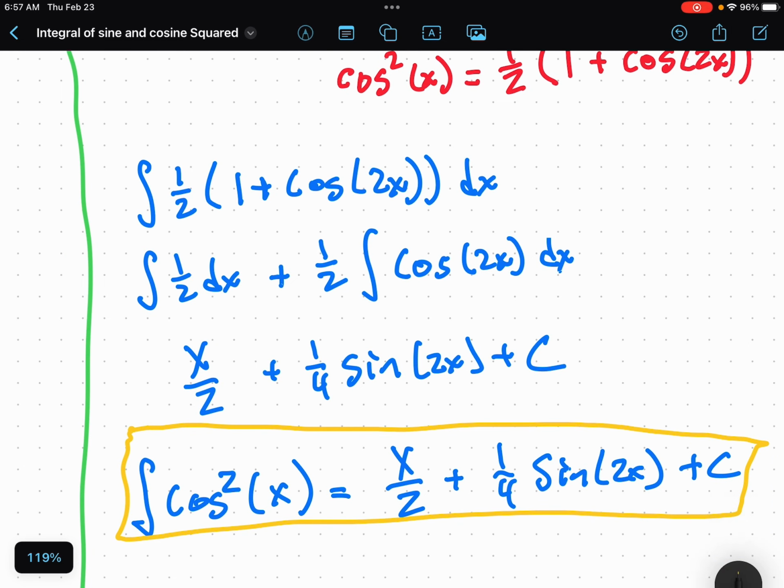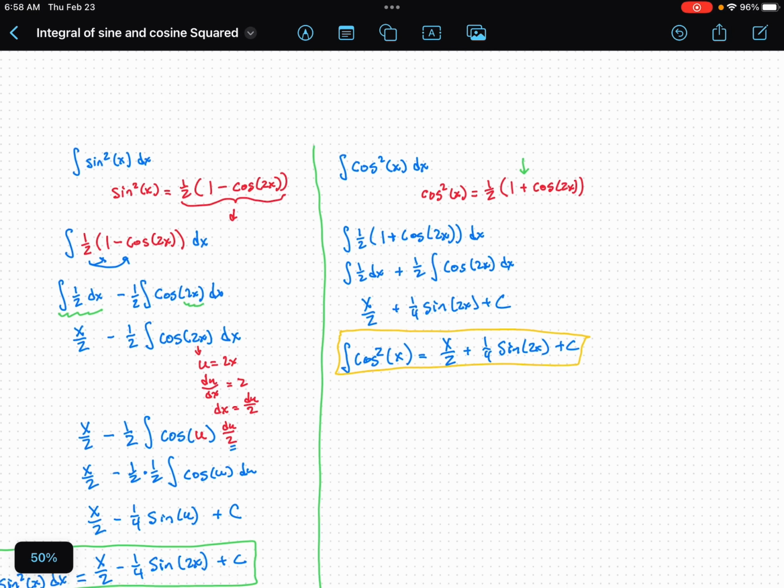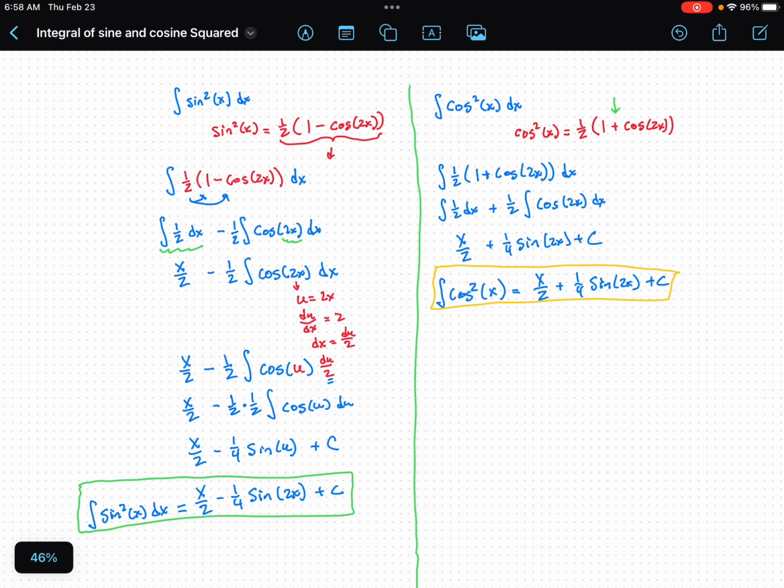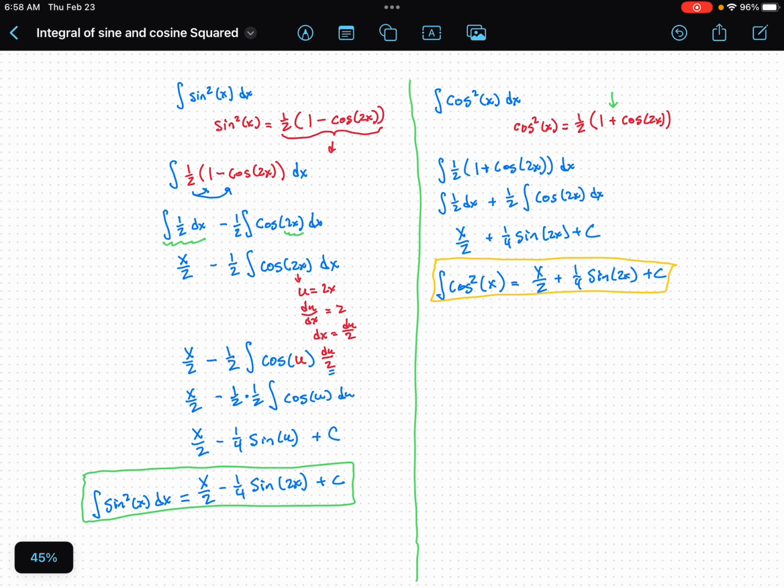Let me zoom out and see what we've got here. So there you have it. When you see an antiderivative or an integral or even a definite integral for sine squared of x or cosine squared of x, now you know that we have these formulas available that will help us to quickly write those down, and you won't have to worry about deriving them for yourselves.